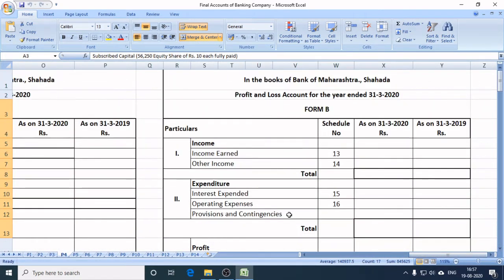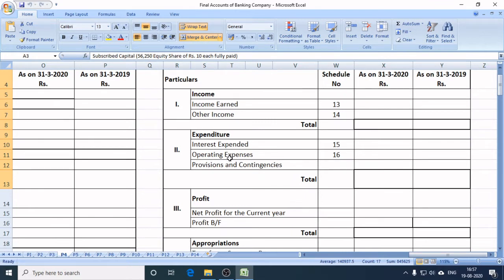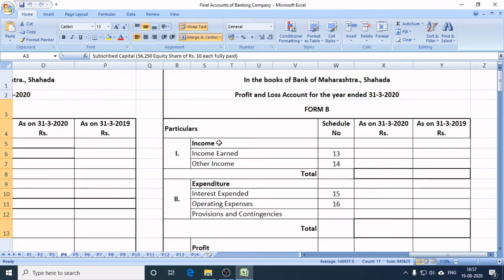Now, Form B, it is of profit loss account. There are 4 parts in this form: income, expenditure, profit, and appropriation. Under the category of income, there are 2 schedules, 13 and 14. Then under the category of expenditure, there are 2 schedules, 15 and 16. And provisions and contingencies is also a part of expenditure.